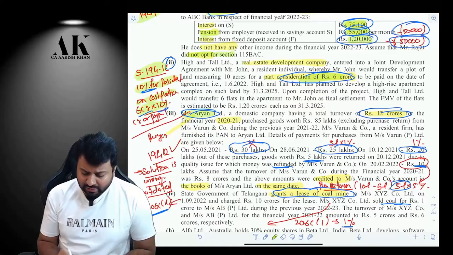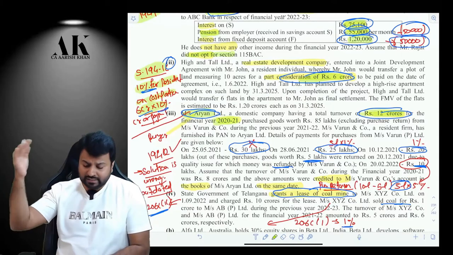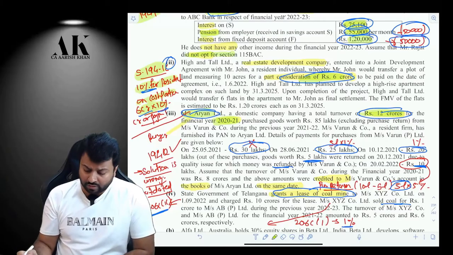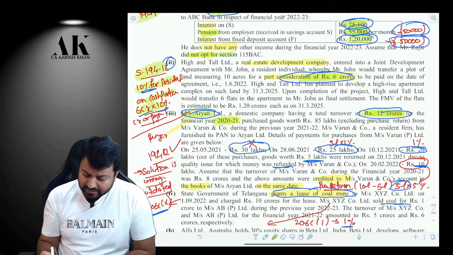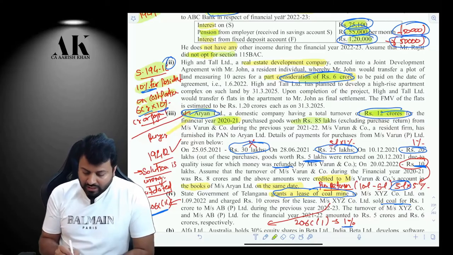Mr. Aryan is a domestic company whose turnover of last year is more than 10 crore rupees. Okay. Now, his turnover of last year is more than 10 crore and he is purchasing goods of 85 lakh rupees. Okay. From Mr. Varun. So, now on 25th of Jan.